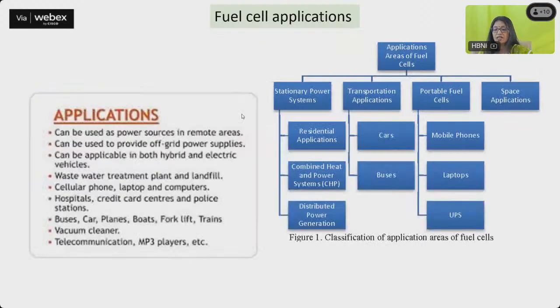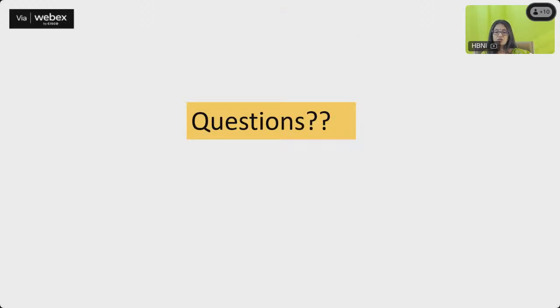If you look at fuel cell applications as of now, in stationary power systems you can use these fuel cells in residential applications, in combined heat and power systems, and in distributed power generation. You can also use them for transportation applications in cars and buses, and in portable fuel cells, mobile phones, laptops, and UPS. These are all very futuristic as of now. And of course, what is already being used is in space applications. So these are the probable applications. Once we are able to fix this technology, it is going to have a lot of energy density and a lot of applications, as you can see.